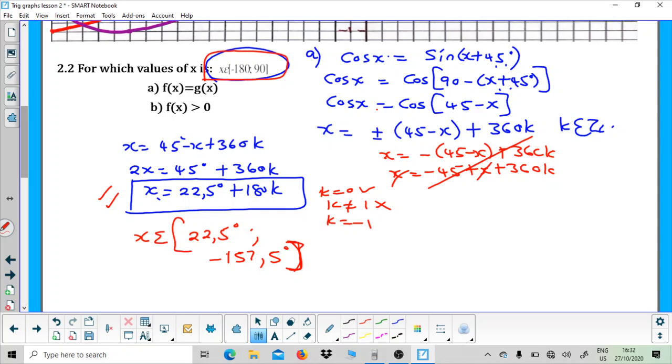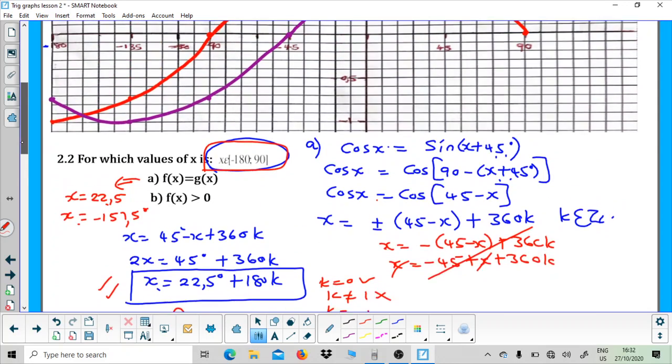If you want to answer this one, you eventually just say, well, that is x of 22.5 and also x of negative 157.5 degrees. That is what you do using this process.